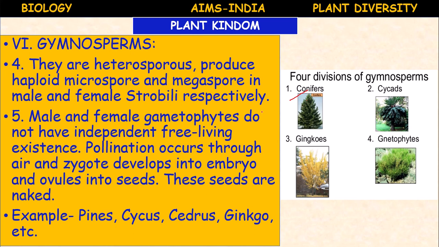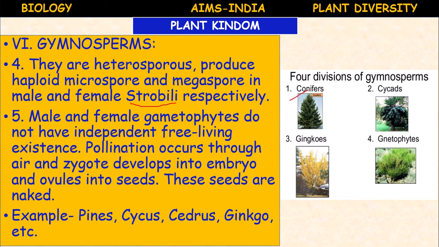The gymnosperms are heterosporous. They produce haploid microspores and megaspores. The two kinds of spores are produced within the sporangia that are borne on sporophylls, which are arranged spirally along the axis to form lax or compact strobili. What are strobili? Strobili are nothing but cones.